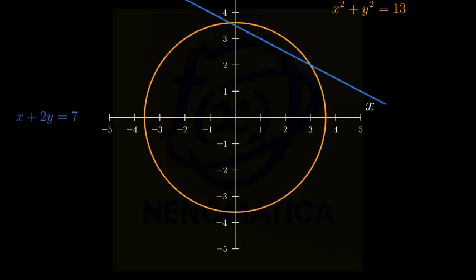The circle and the line intersect at exactly 2 points. The first point is (3, 2). The second point is (negative 1/5, 18/5). We now follow the exact algebraic steps.